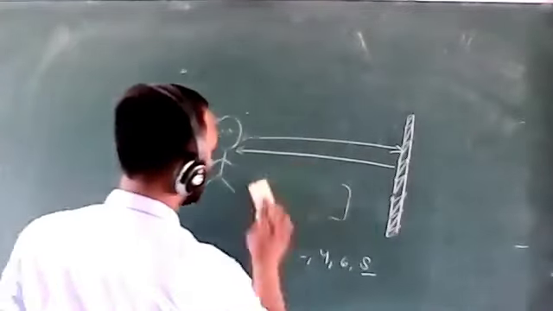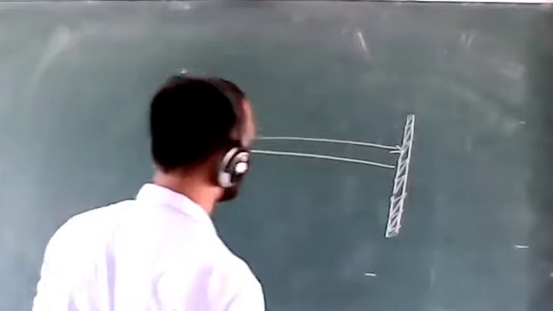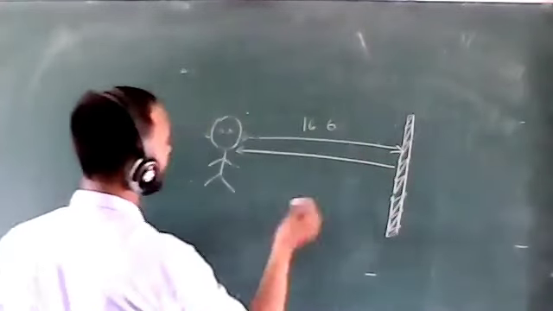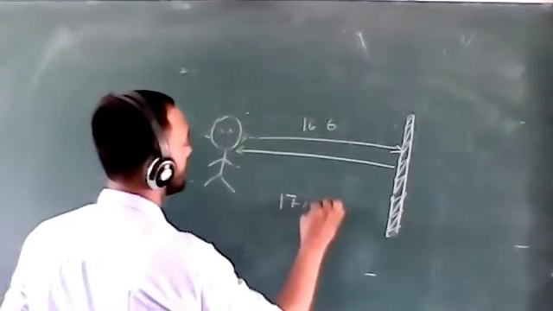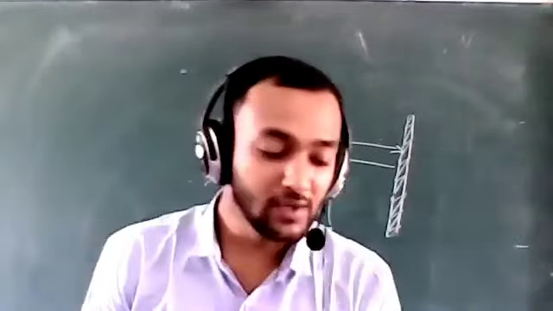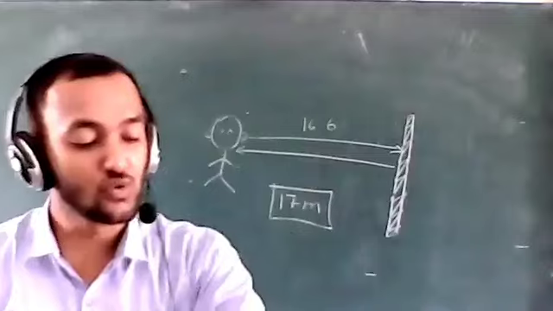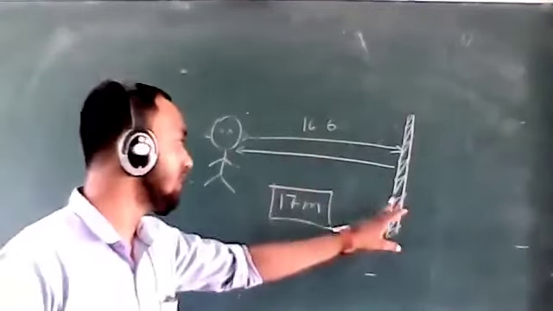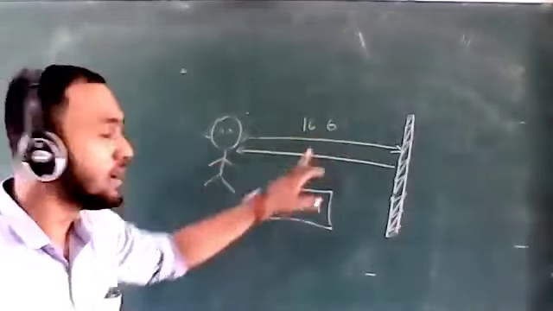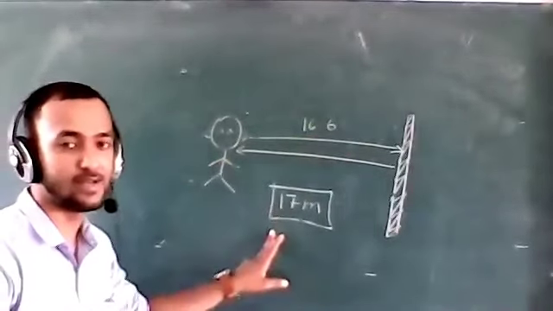See, so the minimum distance between the speaker and the reflector is 16.6, and we are taking approximately 17 meters. So the first condition to produce echo is that the minimum distance between the source of sound and the reflecting body is 17 meters. We can write 16 meters also, but we are taking approximately 17 meters.